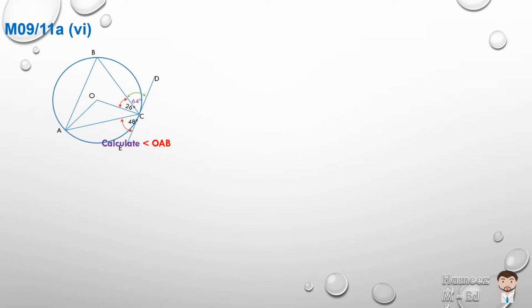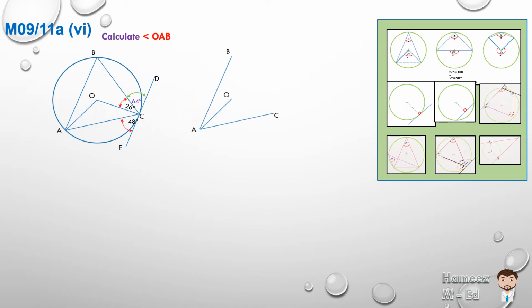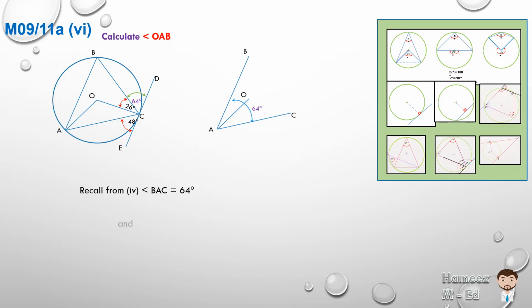Part 6 of the question, the last part: calculate angle OAB. So let's extract that out. And what do we recall? We recall that in part 4, we found out that angle BAC, the large angle here, is 64 degrees. And in part 5, we found angle OAC, which is 42 degrees. So what they're asking us to find, let's put a question mark there.